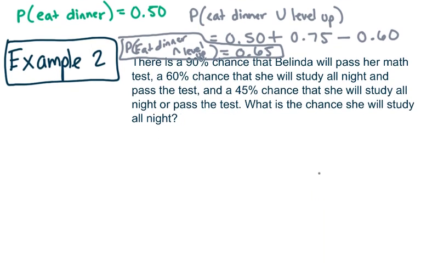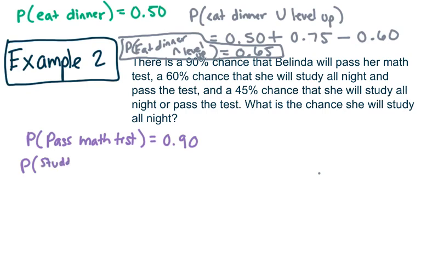Then for example 2, it says there's a 90% chance that Belinda will pass her math test. So probability of pass math test is 0.90. A 60% chance that she will study all night and pass the test. So study all night and pass math test equals 0.60.